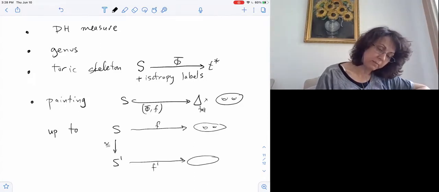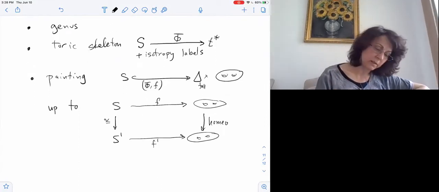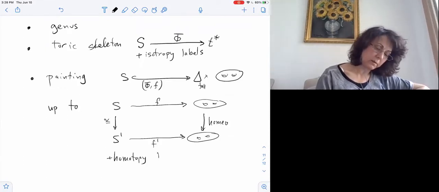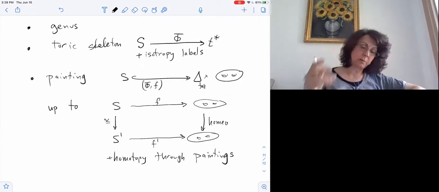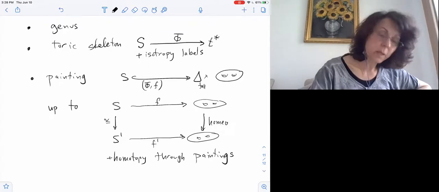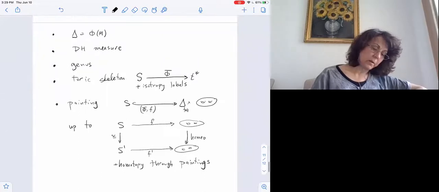So two paintings are equivalent if they differ by an isomorphism of the skeleton and a homeomorphism of the fiber of the surface and homotopy through paintings. And if you allow those changes, then in fact, up to this, the painting is actually unique. Up to this, the painting is determined. It's independent of the trivialization. And this is the end of the statement of the theorem.